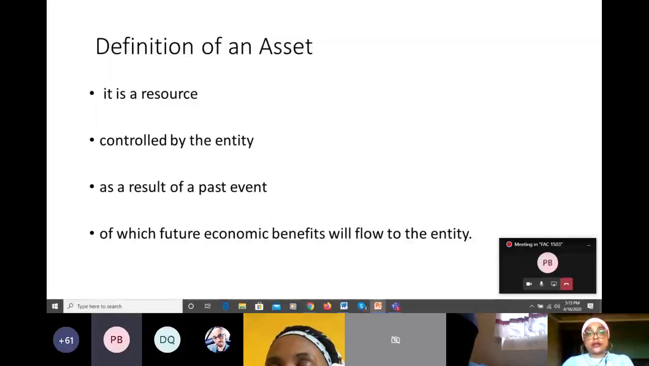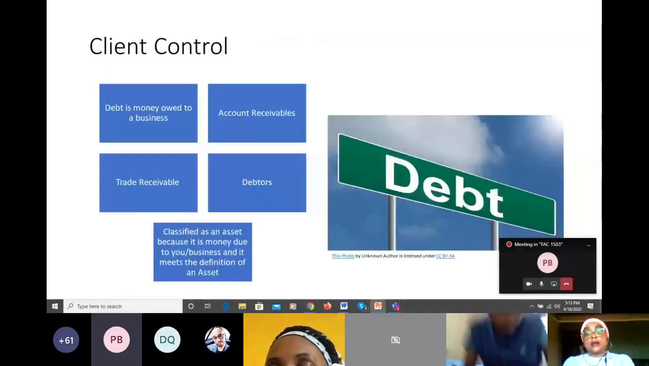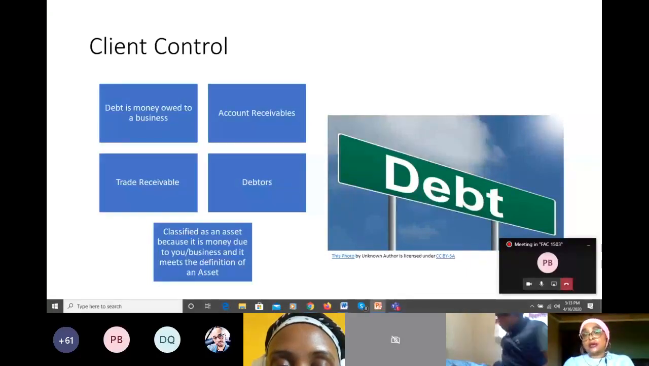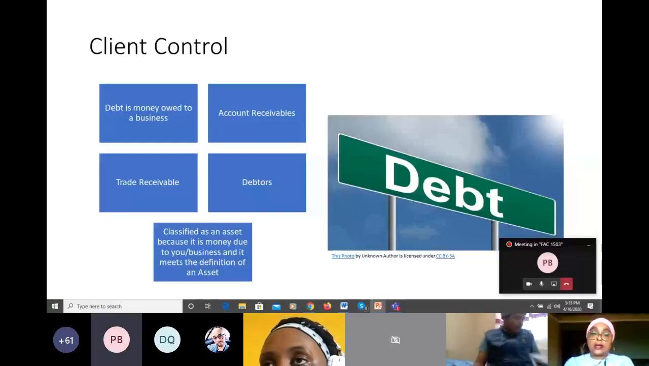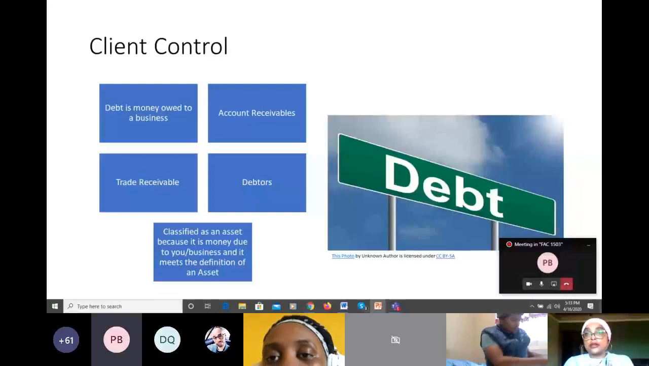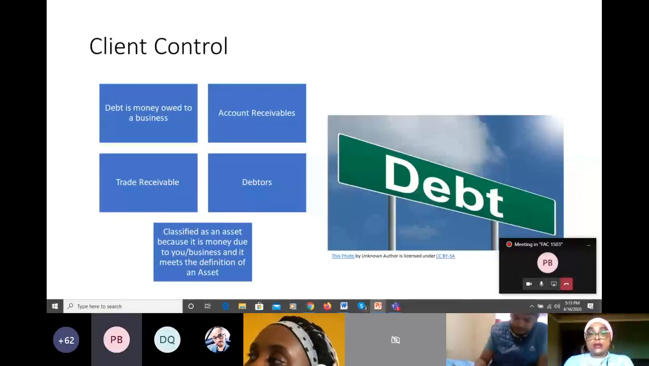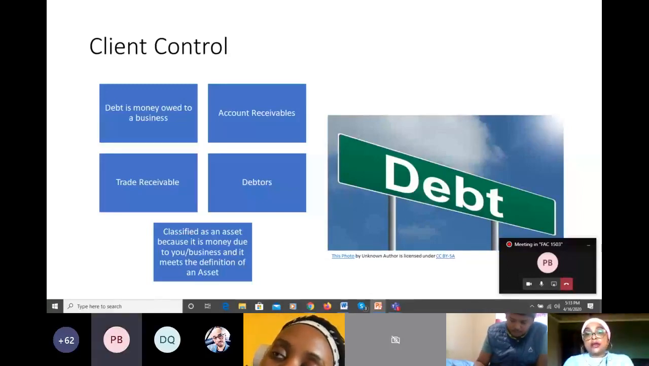Okay, let's continue. Okay, so some examples of assets would be client control. And for those people that did accounting at high school back in the day, there are some different names attached to those. So students are always getting confused with the different names. So client control is more the legal term. The other accounting people call it debtors. Account receivables, trade receivables. In the old days they called it debtors, or the school kids will call it debtors.